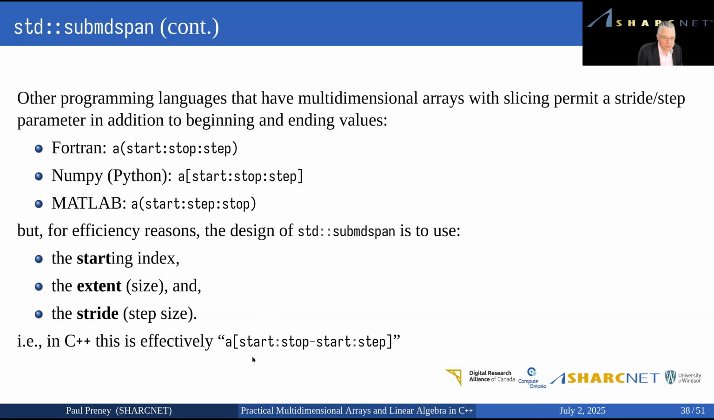Okay. But in C++, it's equivalent to start, stop minus start, step. And if you're wondering why, it's because it is more efficient to do it that way. There are some compile time specified things that combined with a runtime value still lead to compile time performance. So that is why C++ does it this way. So if you are copying existing Fortran, NumPy, or MATLAB code into C++, remember that the second value will be different. It's not the stop, it's the size. So really it's stop minus start.